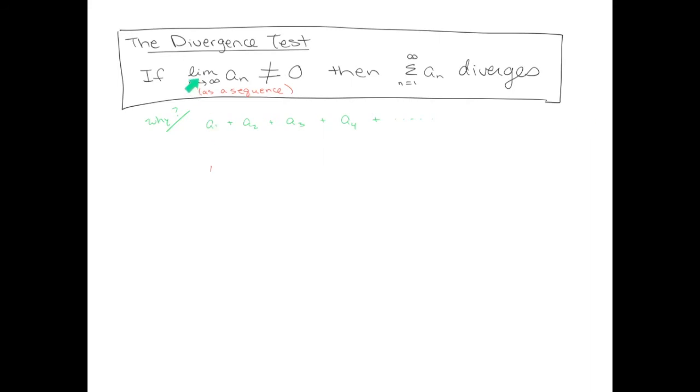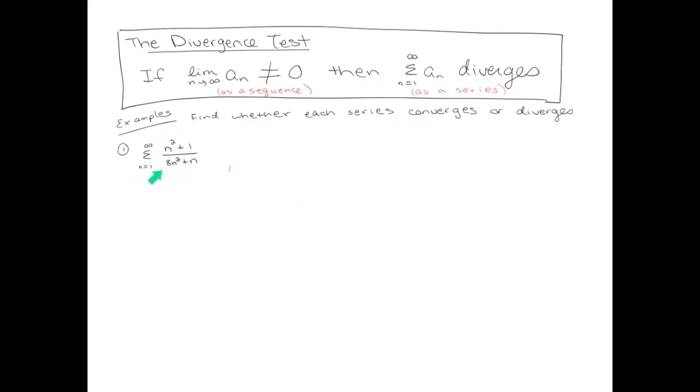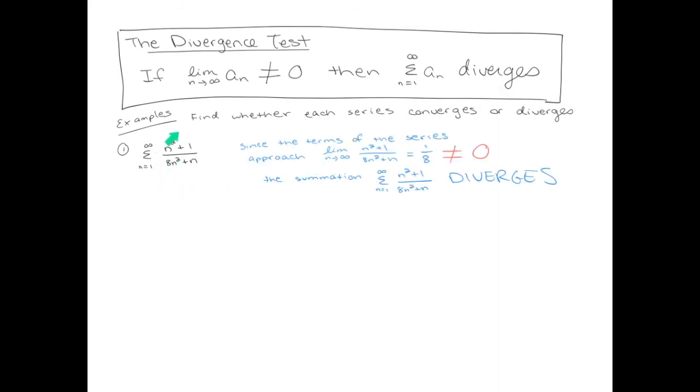So the divergence test says that if the individual terms do not approach 0, then once you start summing them up, that will certainly be divergent. Let's look at this one. We're doing the summation of this expression. Just look at the limit as n goes to infinity of the individual terms of this summation.